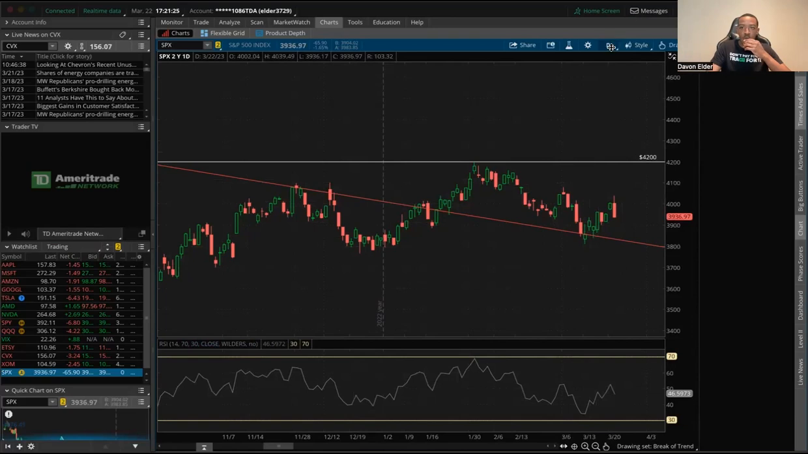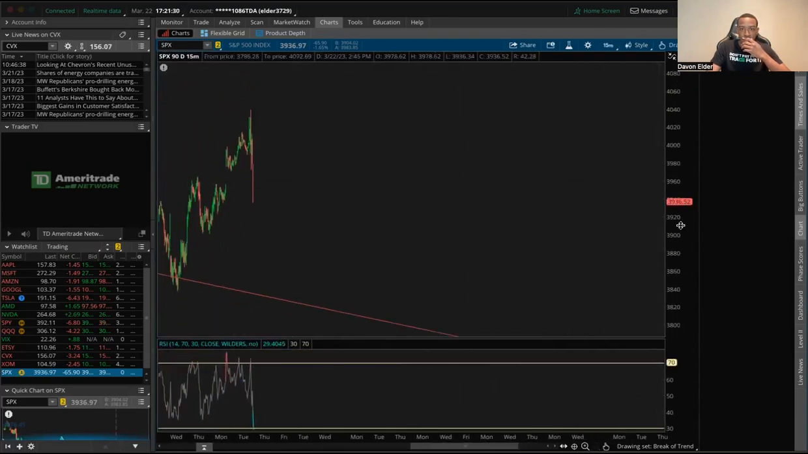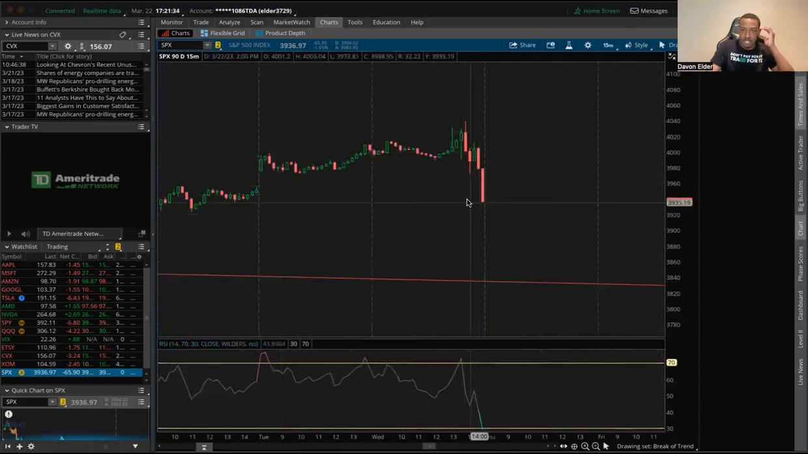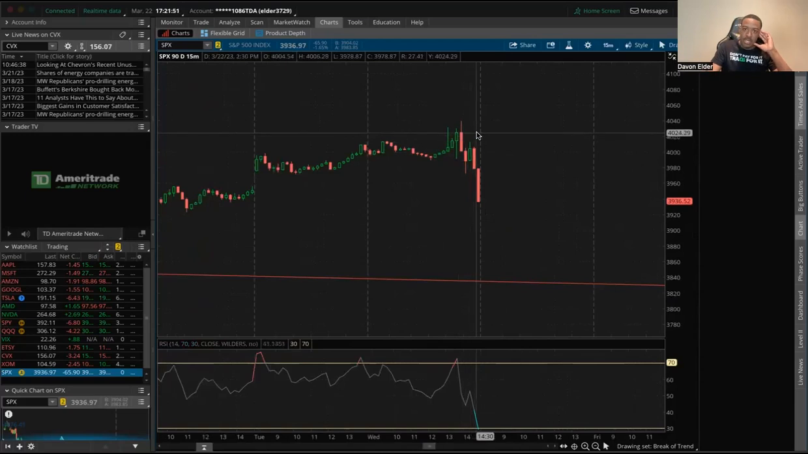I'm going to show you all what happened in the market today. This is a 15-minute chart, a short-term chart. We can see the stock market was trading above 4,000 today. It peaked a little bit, but then it started to come down and was just ranging. Every one of these bars represents a 15-minute time period.